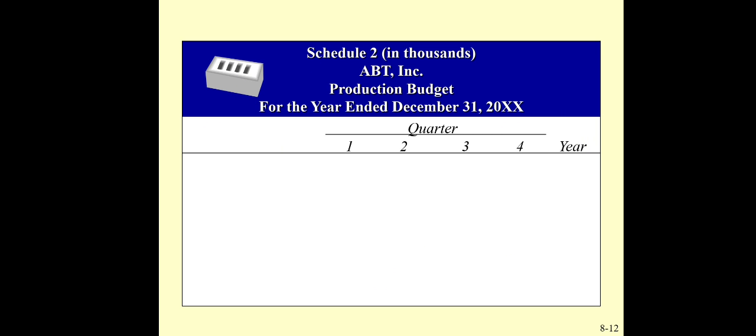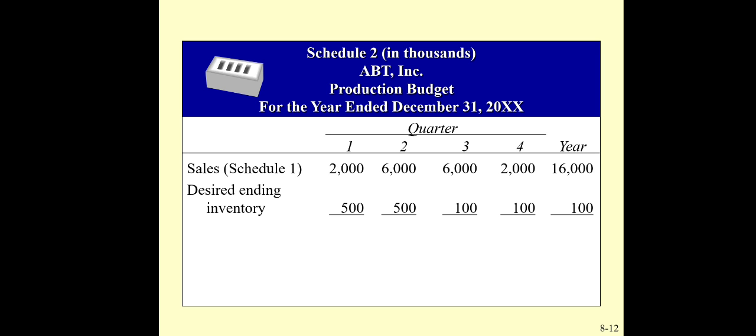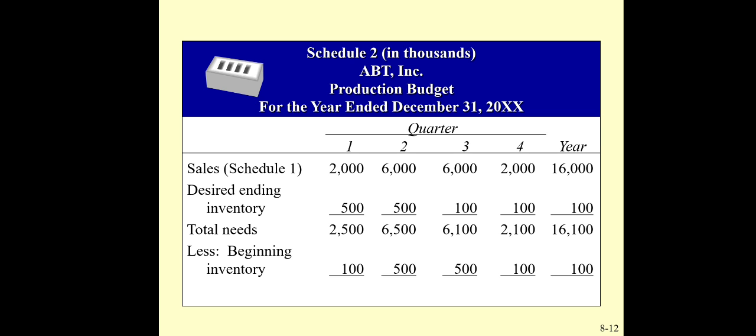Okay, just see here the format for the production budget. You have to memorize this format. If a question asks you to prepare a production budget, then you have to know how to prepare it. This budget is given number 2, or schedule 2. The production budget starts with the numbers from the sales budget, which is schedule 1.